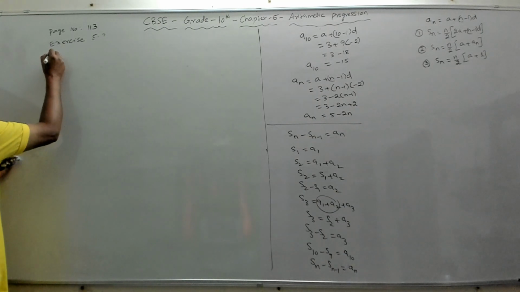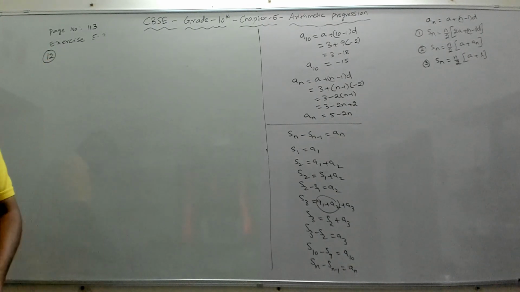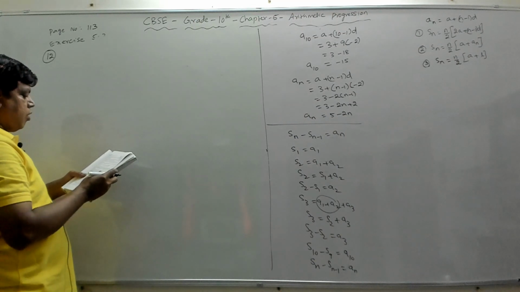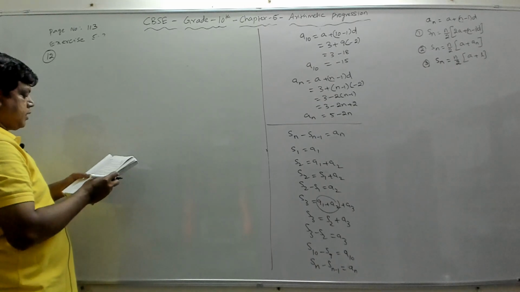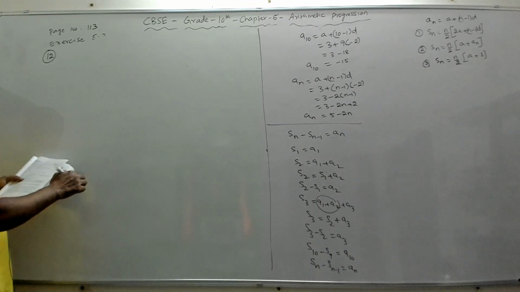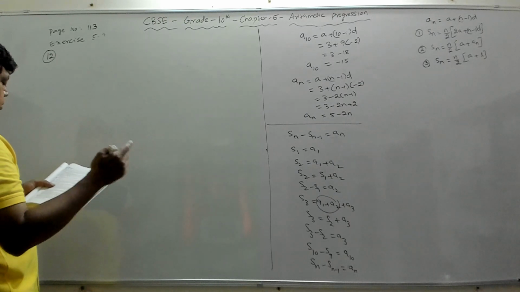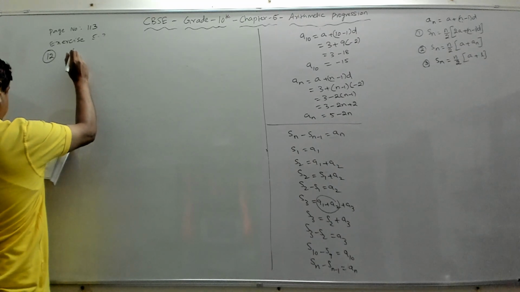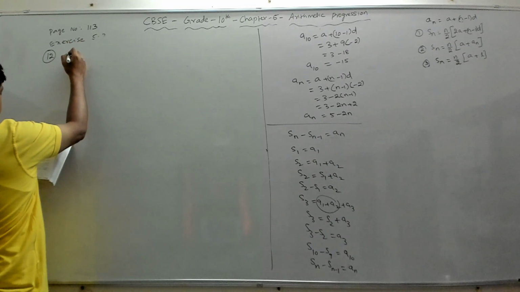So 12th question is, find the sum of first 40 positive integers divisible by 6. The first 40 positive integers. So what is the first positive integer divisible by 6? That is 6. So we'll say the multiples of 6 are the first 40 multiples.